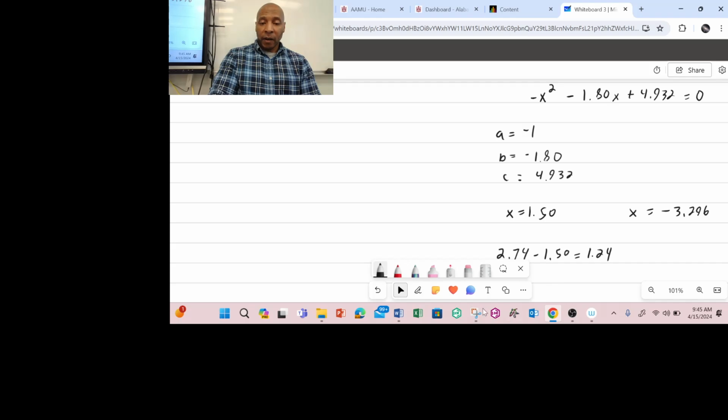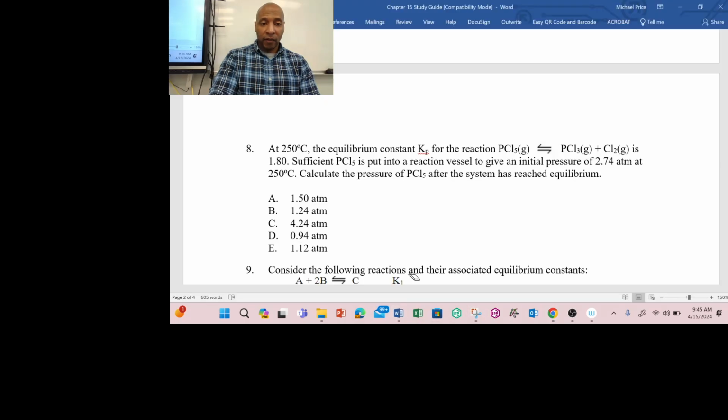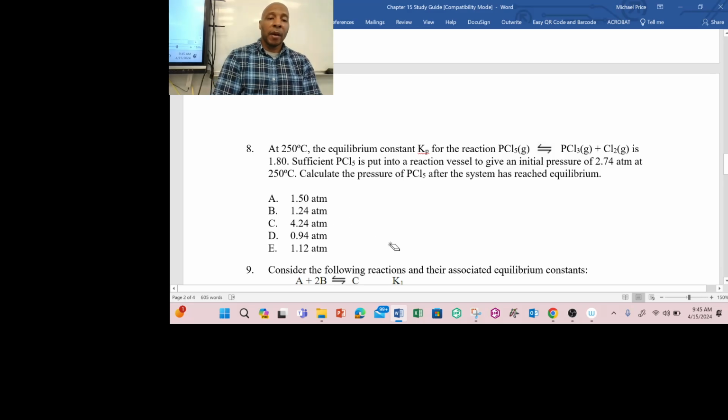Okay, so let's see what we got here for answers. So we're going to find a partial pressure. So my PCl5 partial pressure is 1.24. Y'all see how easy it was?